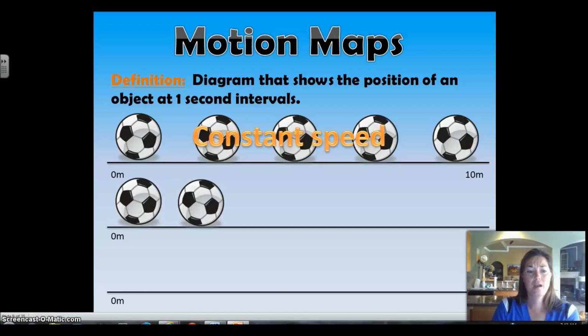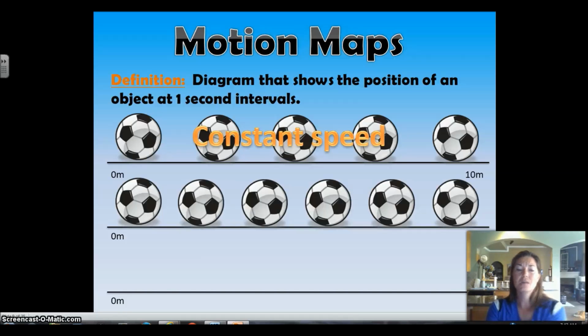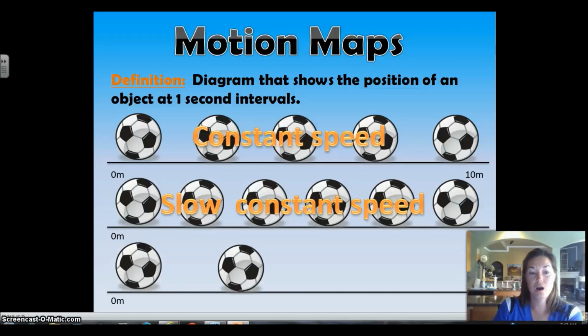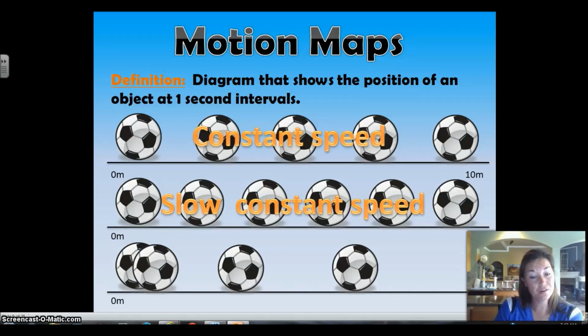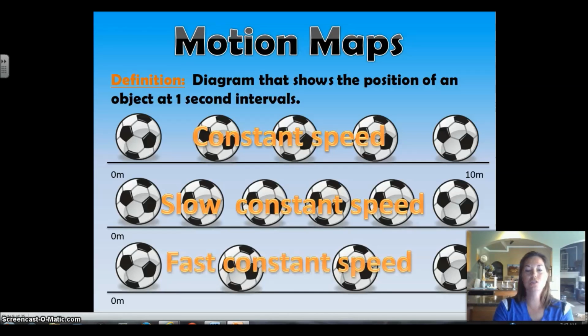This ball moves not quite as far in the first second. And then in the second second, it doesn't cover as much distance. And in the next second, it doesn't cover as much distance. It's still covering the same distance each second, so it's constant speed, but this time each second, it's not getting as far. So this would be slow constant speed. On this map, each second, our ball is traveling a little bit further. Still, it's traveling the same distance each second, so the speed is constant, but this time the speed is a little faster because the ball is covering a little bit more distance each second. So we have fast, constant speed.